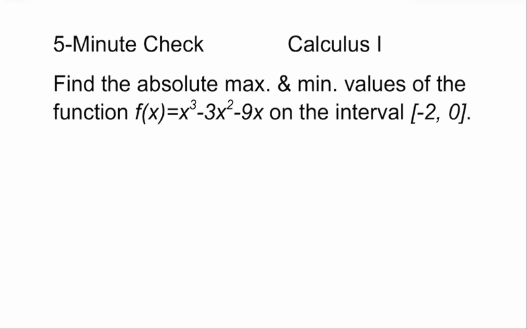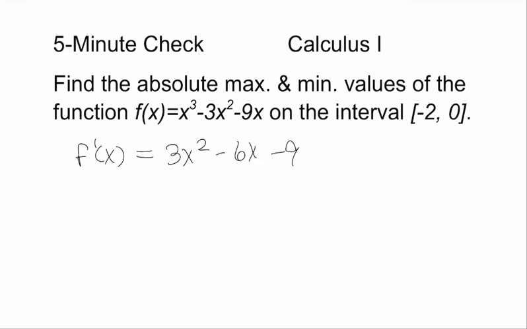Okay, so this is an example of 3.1. Anytime you have a continuous function and you're looking for the absolute maximum and they've given you a closed interval, you always want to do this same procedure. First thing you want to do is find the first derivative. So that's going to be 3x squared minus 6x minus 9.